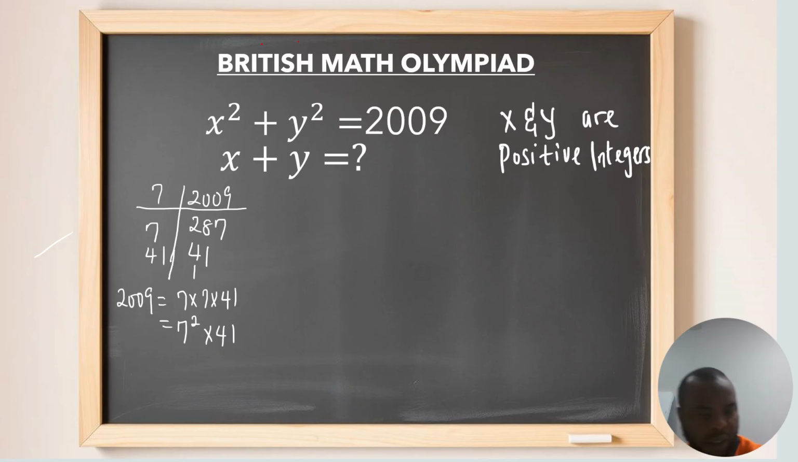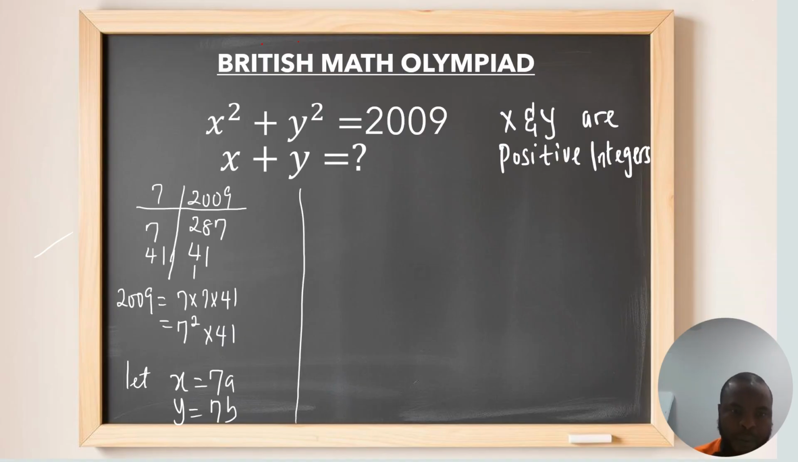This is what we need. Don't forget that x and y are positive integers. So, using this technique here, let our x be equal to 7a and let y be equal to 7b.